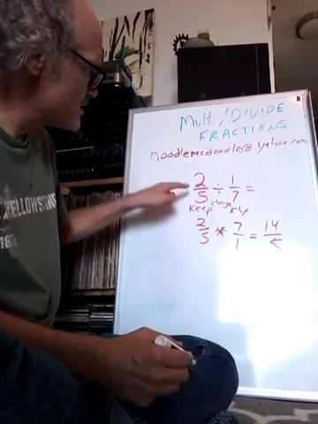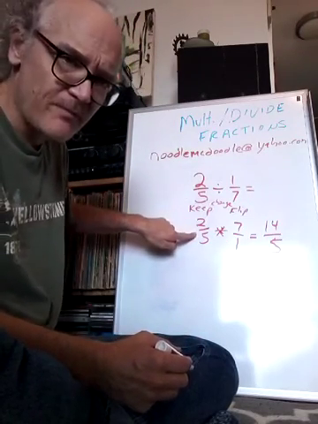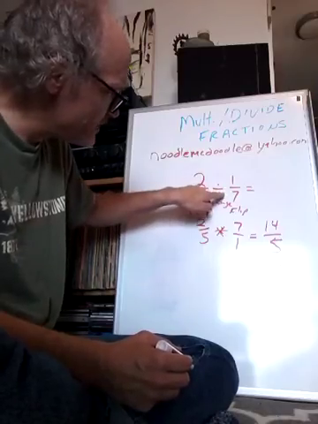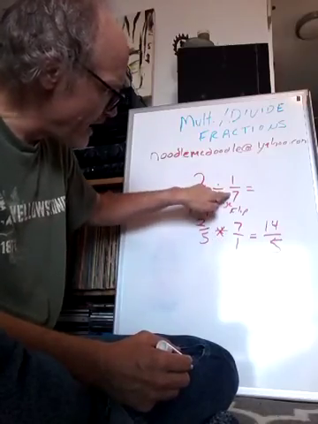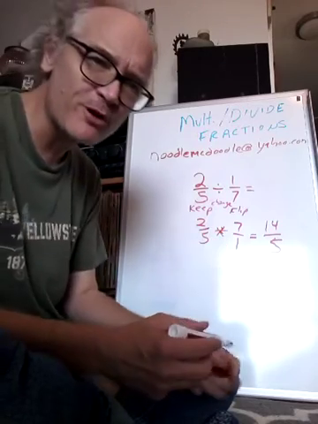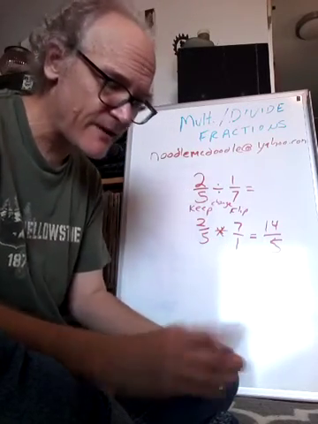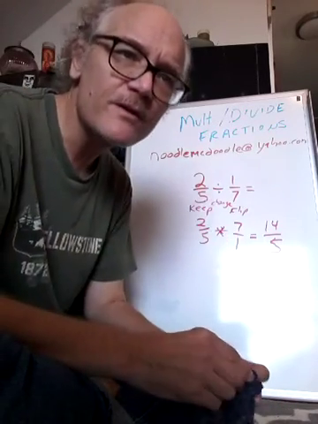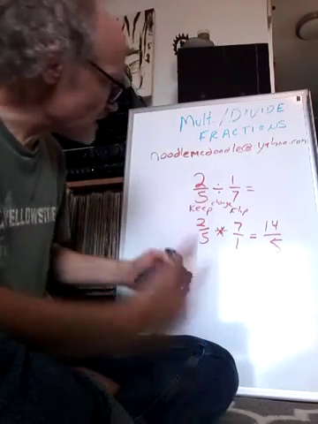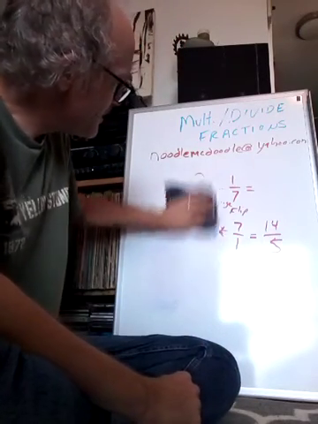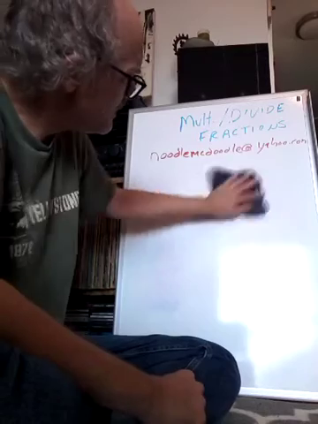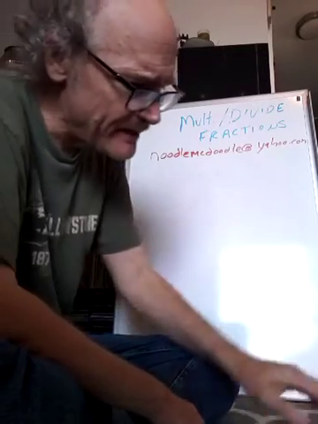Right? So we keep the first number, we change the division to multiplication, and we flip the second one. This is called a reciprocal. A reciprocal is when we take a fraction and we invert it. Right? Good. I'll do another example. Should be getting the hang of it.